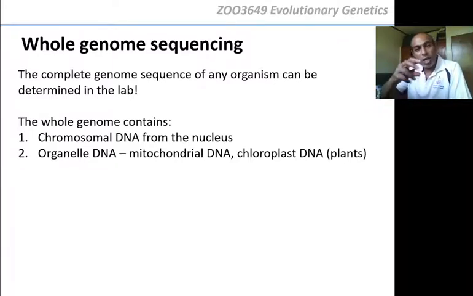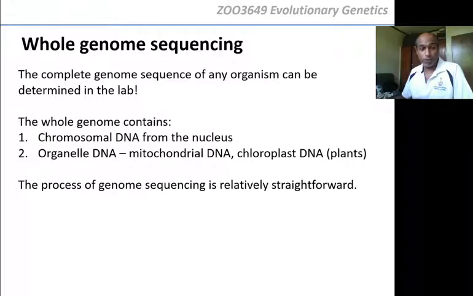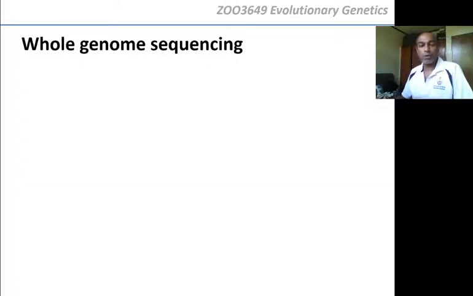So when you smash up a cell or some tissues and you extract the DNA and you sequence it, the whole genome is not just the nuclear genome. The whole genome is also the genomes of those organelles that are in that tissue. The mitochondria, and if it's a plant, mitochondria and chloroplasts. Okay? So the organelle DNA is also part of the whole genome. Okay? So the process is actually quite straightforward.